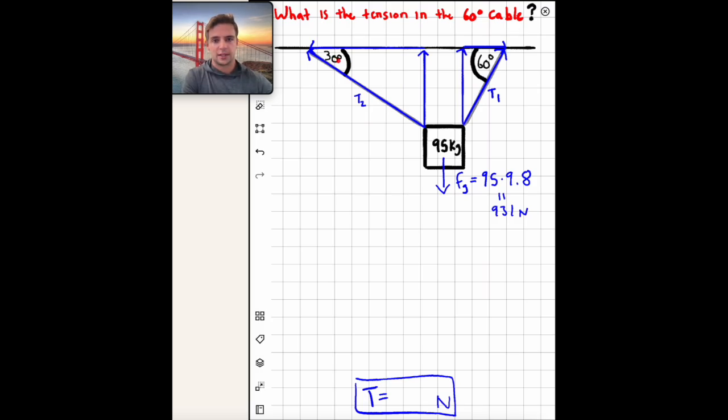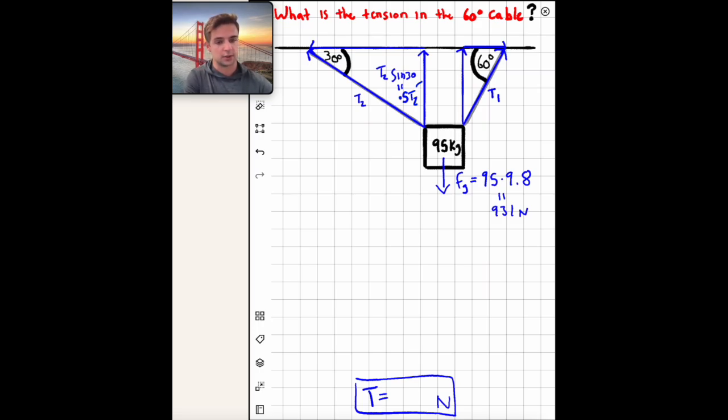SOHCAHTOA: sine is equal to the opposite side over the hypotenuse. So this opposite side is equal to the sine of 30 multiplied by the hypotenuse, tension 2. Okay. Now to make our life a little easier, we're going to get the trigonometry out of these problems. Sine of 30 is equal to a half. So we could simplify this as 0.5 T2. Nice.